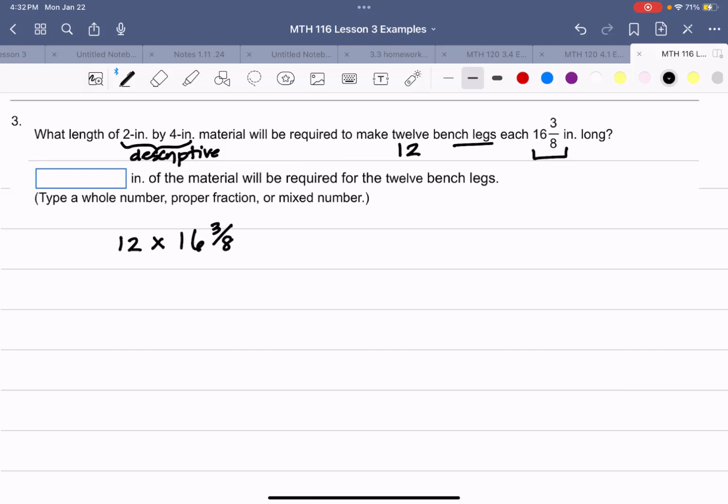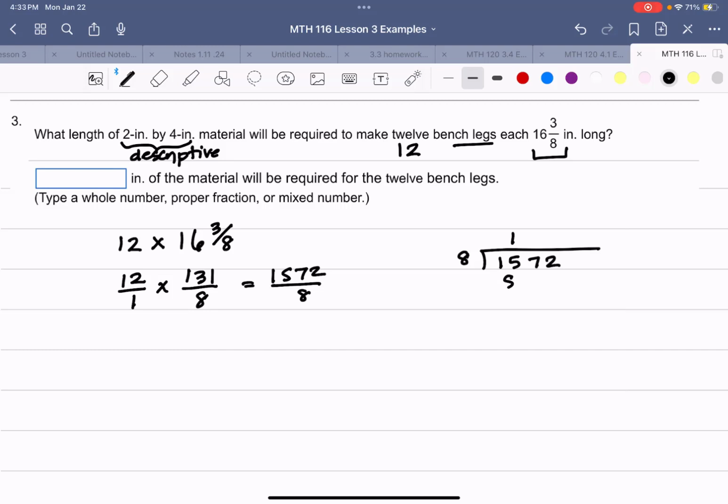3/8. So that's going to be 12 over 1 times 16 times 8 is 128 plus 3 is 131 over 8. 12 times 131 is 1572 over 8. To change this back to a mixed number, we'll use long division.